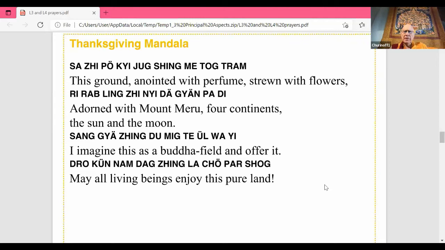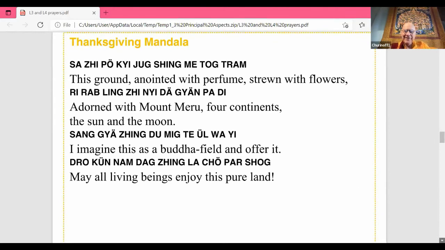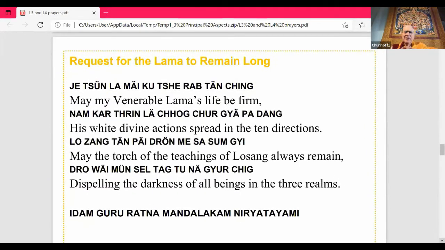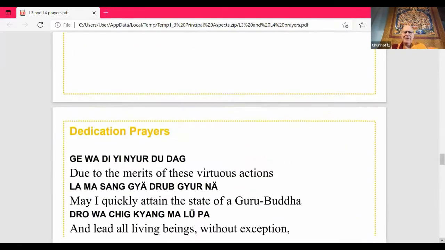Next line, the next page, Anna. May my Venerable Lama's life be firm, his white divine actions spread in the 10 directions. May the torch of the teachings of Lojang always remain, dispelling the darkness of all beings in the 3 realms. Idam Guru Ratna Mandala Kam Niryatayami. Thank you so much, Venerable.